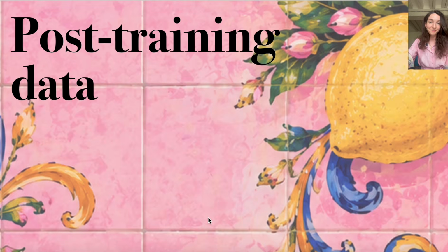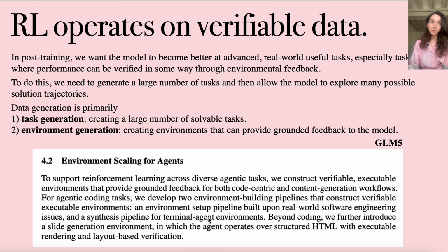Final thing, post-training. So a reminder of what post-training is. It's basically this stage where we want the model to get better at an iteration of even more advanced and real-world tasks that can be verified through some environmental feedback. So that means that in this stage, data generation is primarily task generation, creating a large number of solvable tasks, starting with, again, some seed tasks, and also environment generation.